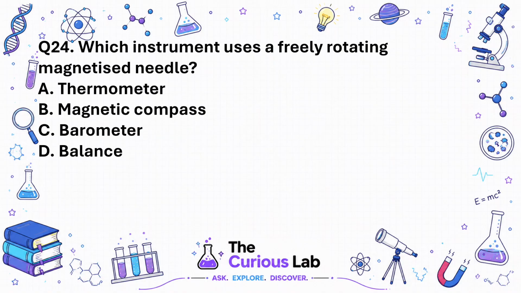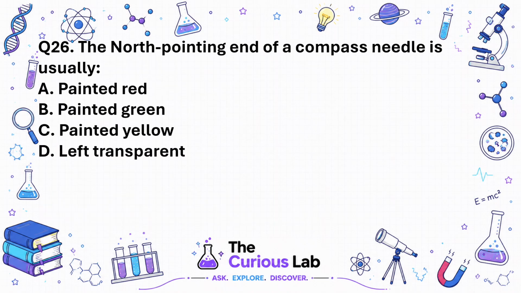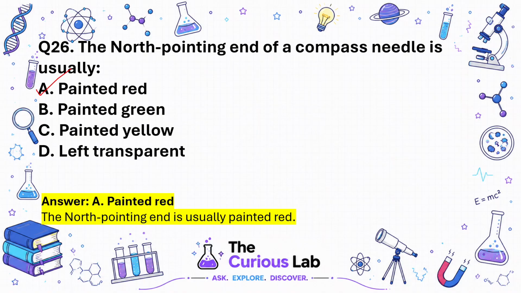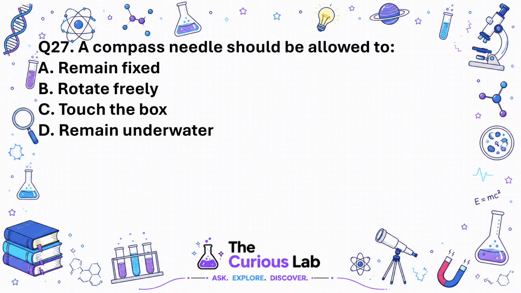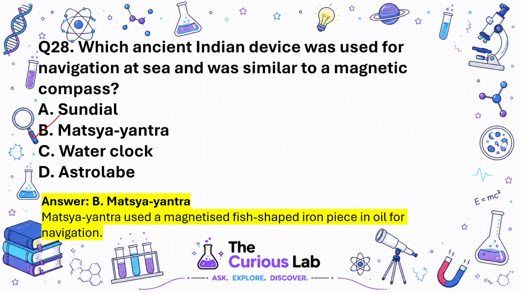Which instrument uses a freely rotating magnetized needle? It is magnetic compass. The needle of a magnetic compass indicates north-south direction. The north pointing end of a compass needle is usually painted red. A compass needle should be allowed to rotate freely. Which ancient Indian device was used for navigation at sea and was similar to a magnetic compass? It was Matsya Yantra, where needle was shaped in the form of fish. So it was called Matsya Yantra.